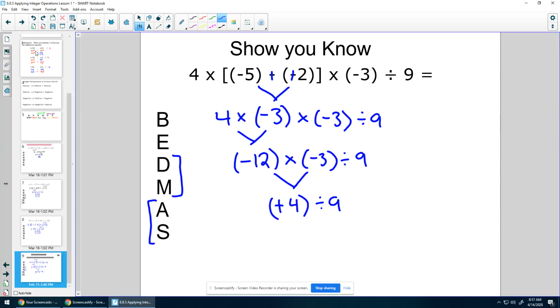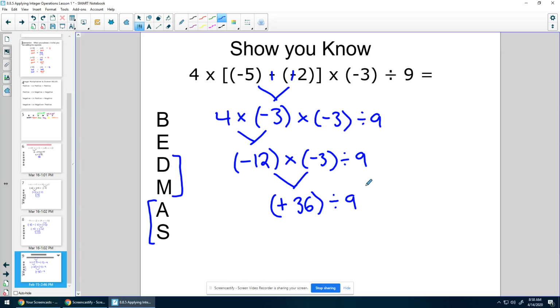Oh, sorry, I made a mistake. People make mistakes. I'm only human. Sorry, guys. We have multiplication. I did division there. So we have negative 12 times negative 3. So it's going to give us a positive. 12 times 3 is 36. My apologies.